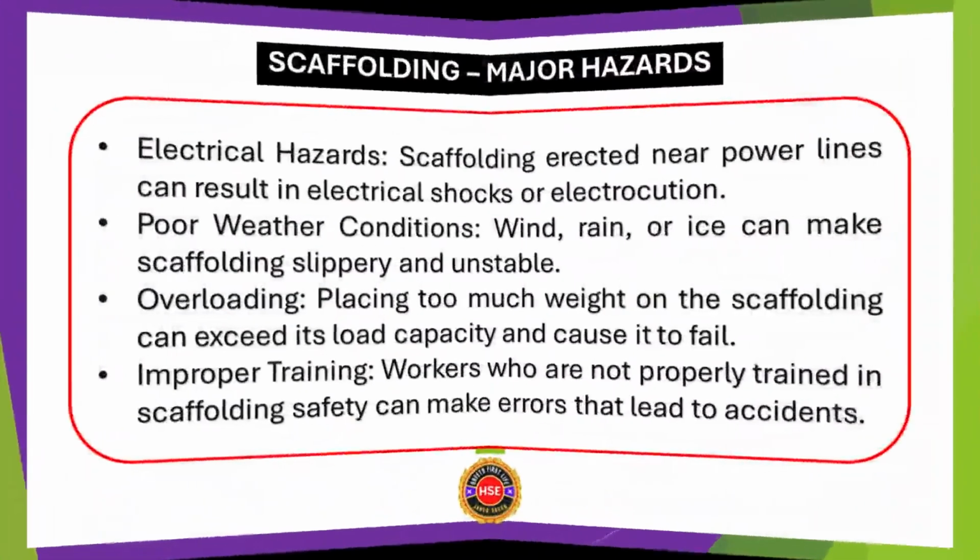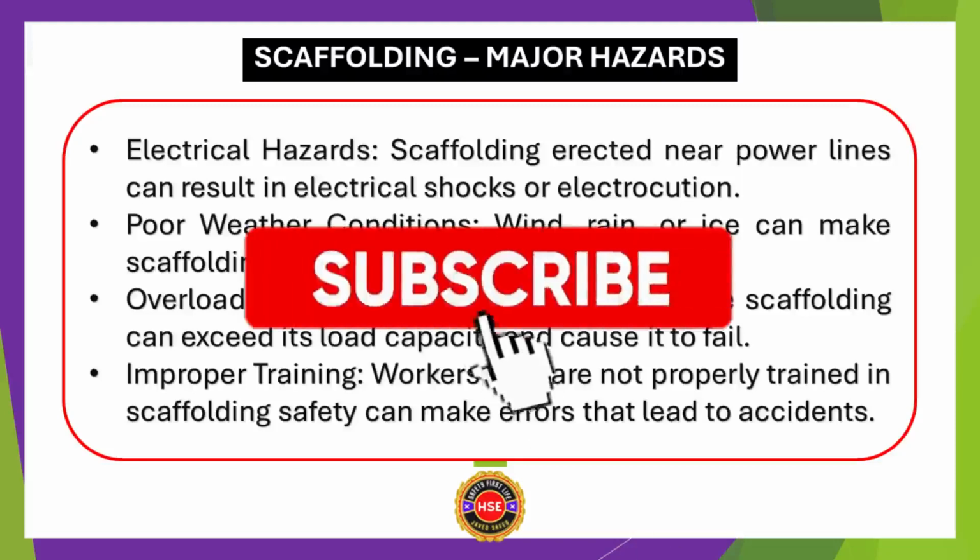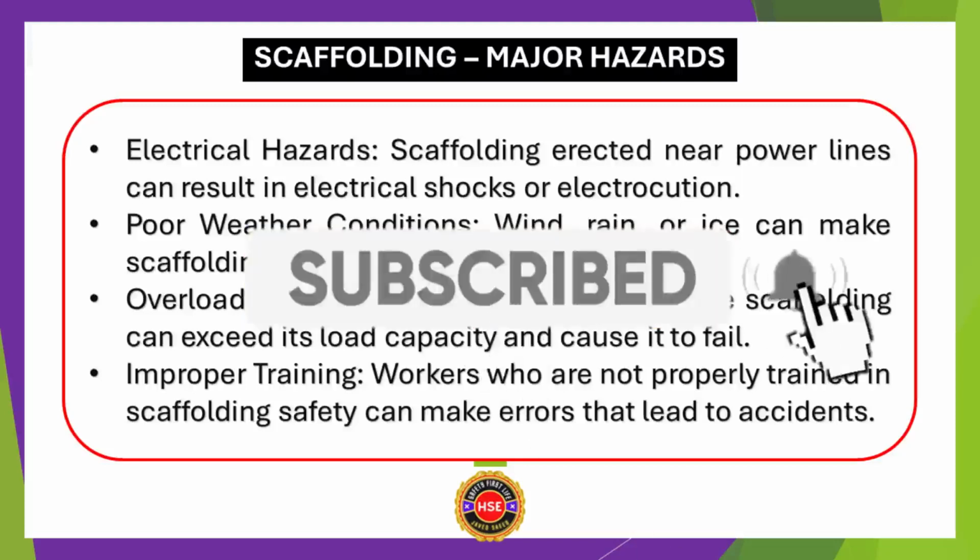Number 6, electrical hazards. Scaffolding erected near power lines can result in electrical shocks or electrocution. Number 7, poor weather conditions. Wind, rain, or ice can make scaffolding slippery and unstable. Number 8, overloading. Placing too much weight on the scaffolding can exceed its safe load capacity and cause it to fail. Number 9, improper training.